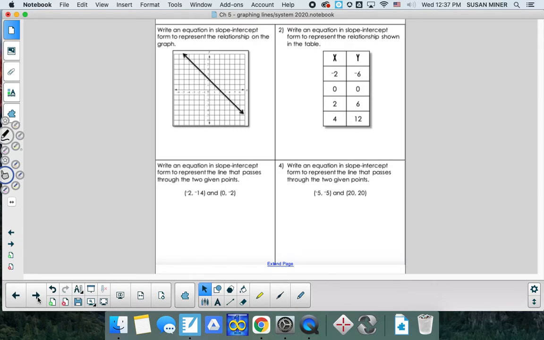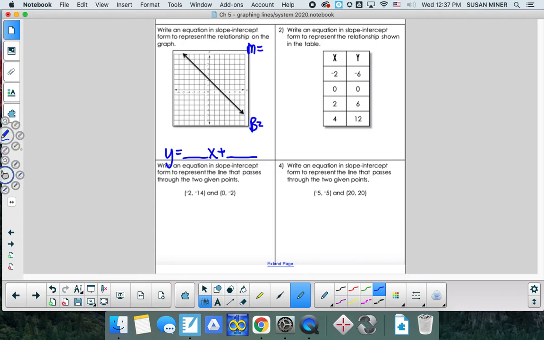Okay, number 1 says, write an equation in slope-intercept form to represent the relationship on the graph. That just means write an equation, right? So what I want to get at the very end is y equals blank x plus blank. I want to fill in my equation with my slope and my y-intercept. And so in order to do that, I've got to find my slope. What does m equal? And I've got to find my y-intercept. What does b equal?